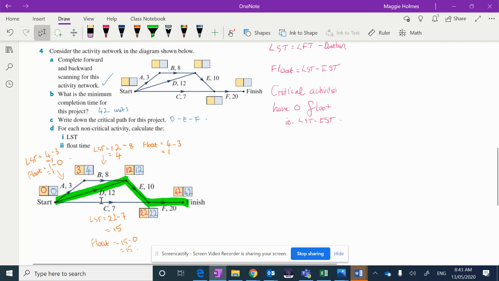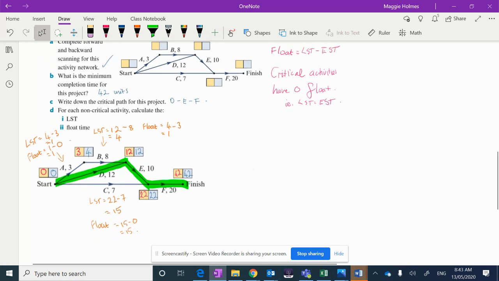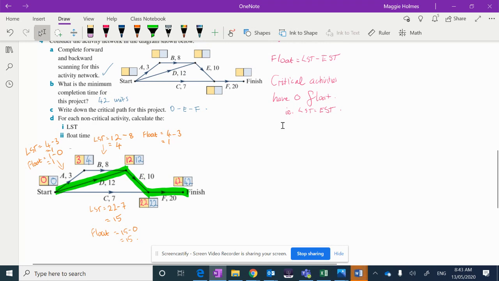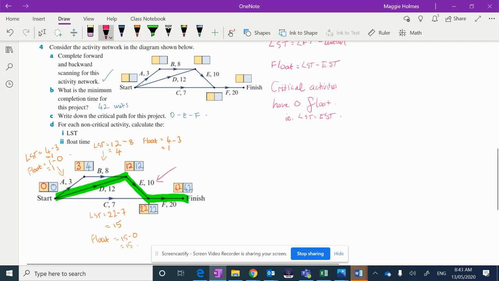And that was all of our non-critical activities. We'll just do one, that's the question finished. But just to prove the point about critical activities having 0 float time, if we look at, say, E here, we can see that its latest start time is its latest finishing time, which is 22, minus its duration, which is 10, which makes 12. And this 12 is the same as its earliest start time. So it has no float time. Alrighty. That's the end.